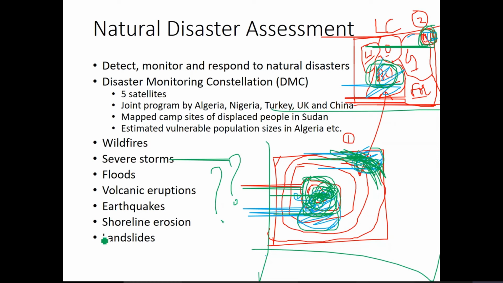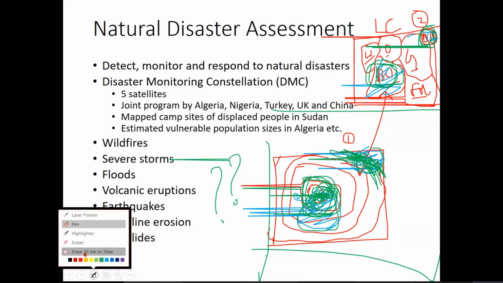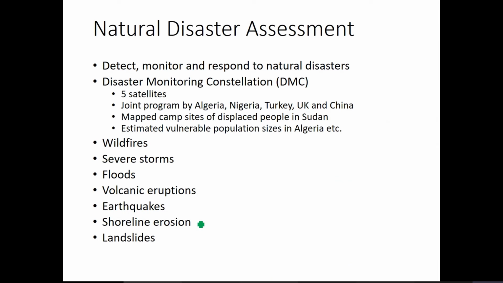So like this, I can create vulnerability maps. I can create risk maps or vulnerability maps by combining various parameters. One simple example I showed here was earthquakes. Similarly for landslides, shoreline erosion, volcanic eruptions, floods, storms, wildfires, for all these various natural disasters, you can create risk maps or vulnerability maps, and based on that you can create more resilient urban planning or a more resilient community based on these data.